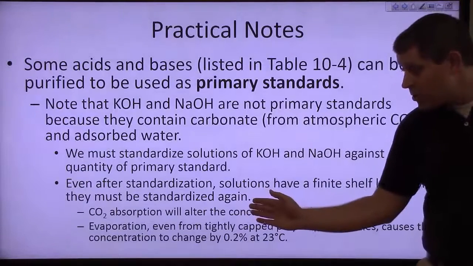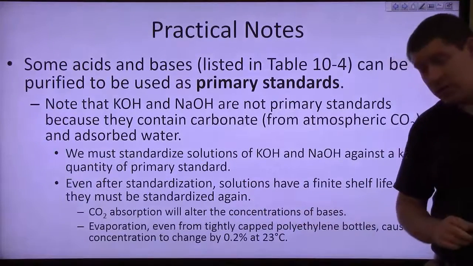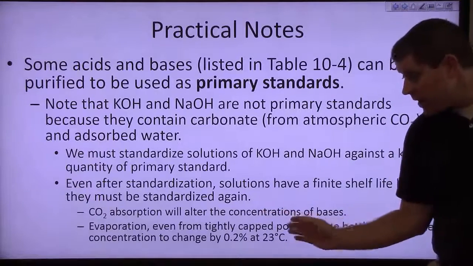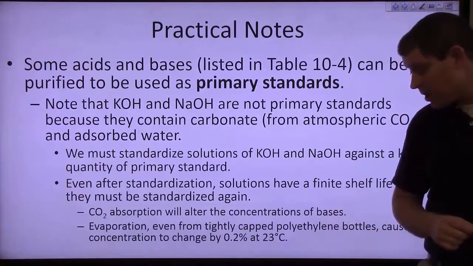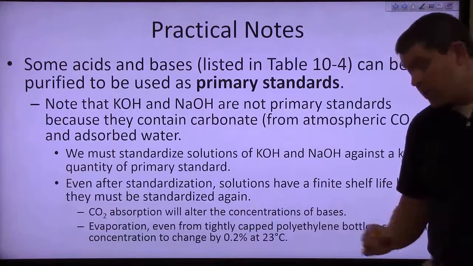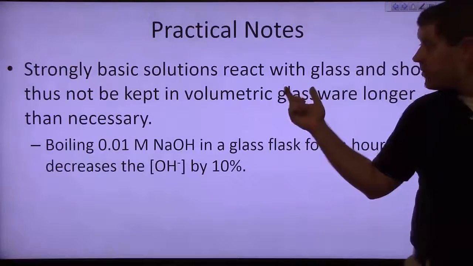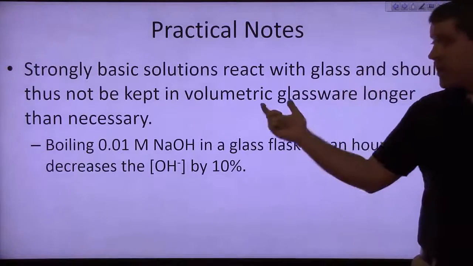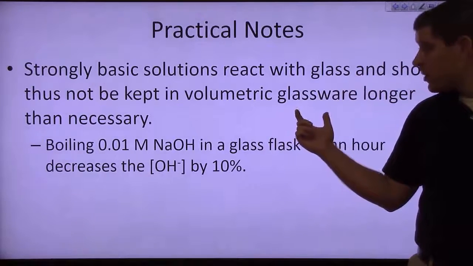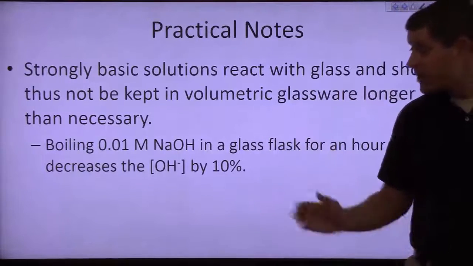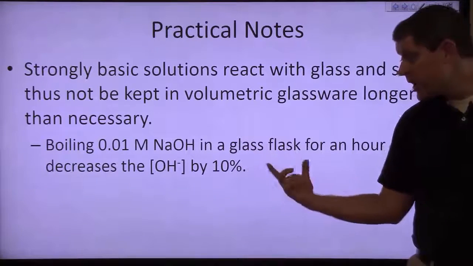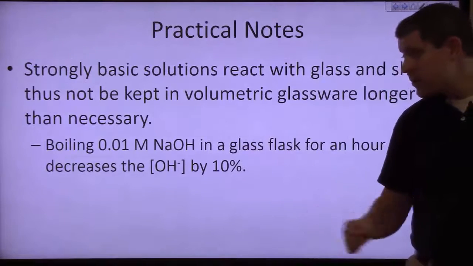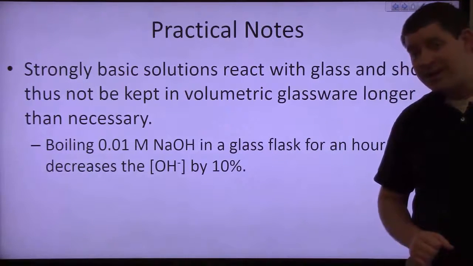And this is because CO2 absorption will alter the concentrations of the bases, and evaporation, even from a tightly capped polyethylene bottle, can cause the concentration to change by about 0.2% at 23 degrees C. Now, strongly basic solutions will react with glass, and thus they should not be kept in volumetric glassware longer than necessary. And for an example of this, boiling a 0.01 molar sodium hydroxide solution in a glass flask for an hour decreases the hydroxide ion concentration by 10%.